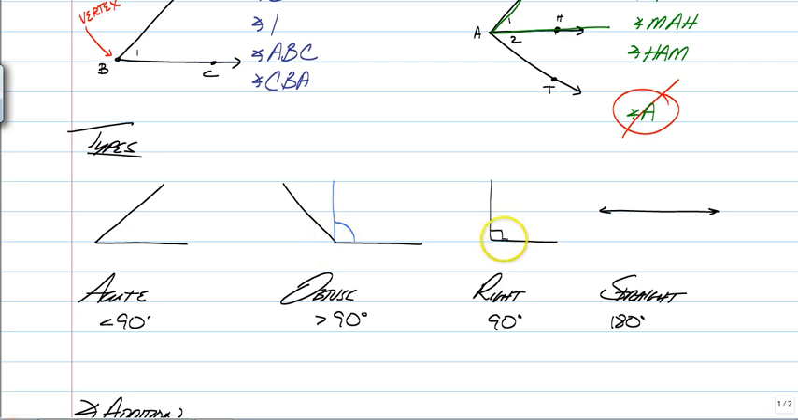Okay, a 90-degree angle is called a right angle, which is always going to be represented by a little box, or we will tell you that it's 90 degrees, or you'll learn about perpendicular. And a straight angle is also known as a line, and it's a 180-degree angle. Okay? So those are your 4 different types of angles.